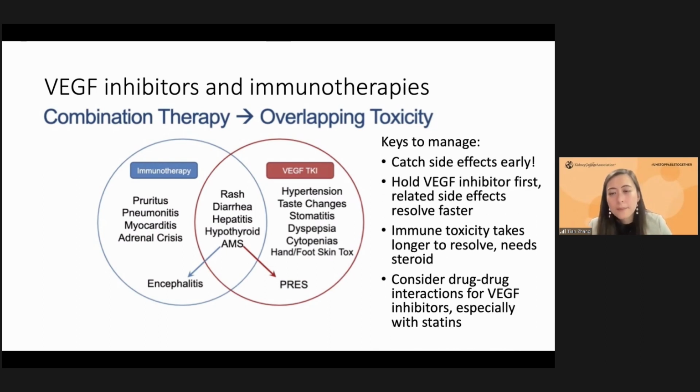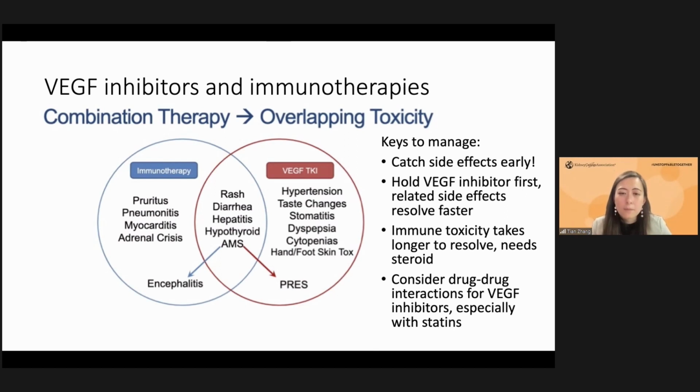So how do we manage these side effects? I think it's really important to catch side effects early and for you to have a direct line to your treating oncologist when you're on these treatments. We often will hold the anti-angiogenic agent first. The related side effects should resolve faster when we're holding these small molecule inhibitors. The immune toxicities take a little longer to resolve, and often we'll start with steroid treatments and then also build on them with other treatment options.